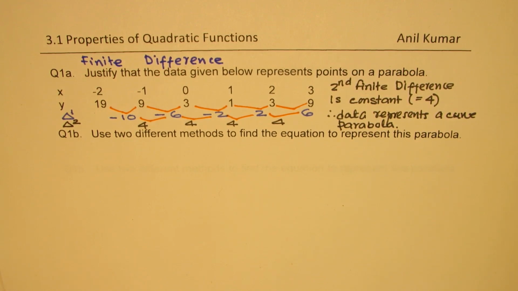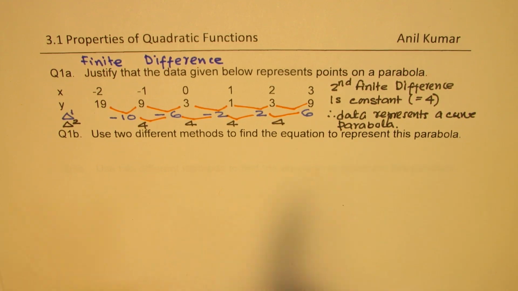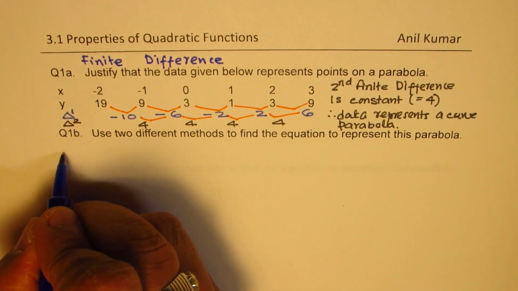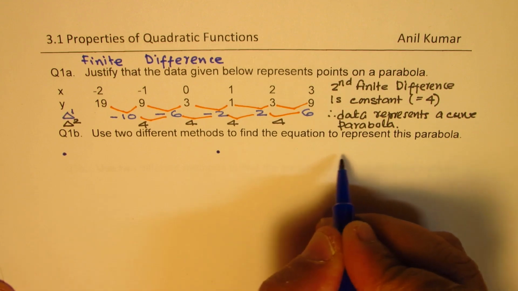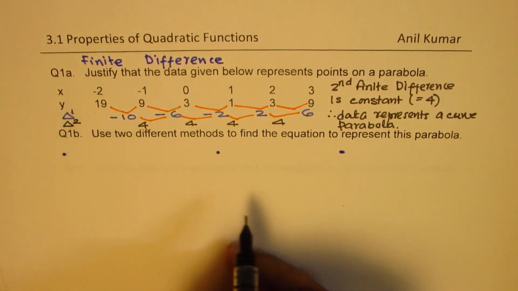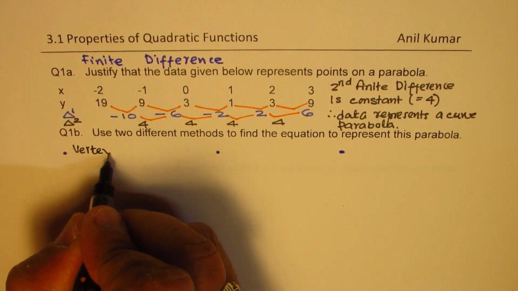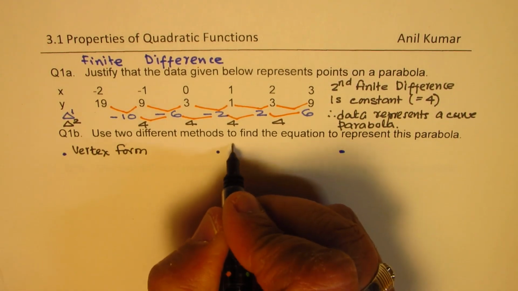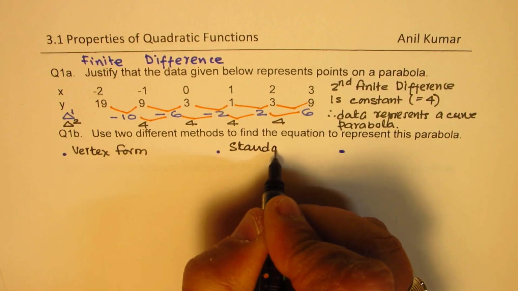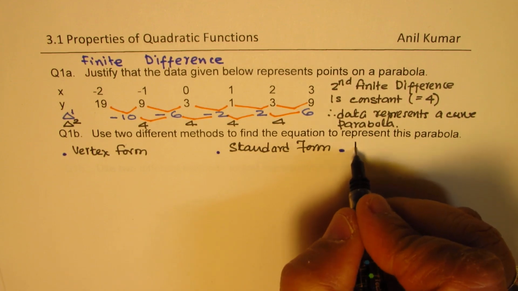Perfect. Now part B is use 2 different methods to find the equation to represent this parabola. Now there are 3 actually popular ways to do it. So let me list 3 methods here, and then we can do any 2 of them, or we could do all 3 of them. You can choose which works best for you. One is that whenever data is given, we could write this in the vertex form. We can write this in standard form, or we could write this in factored form.